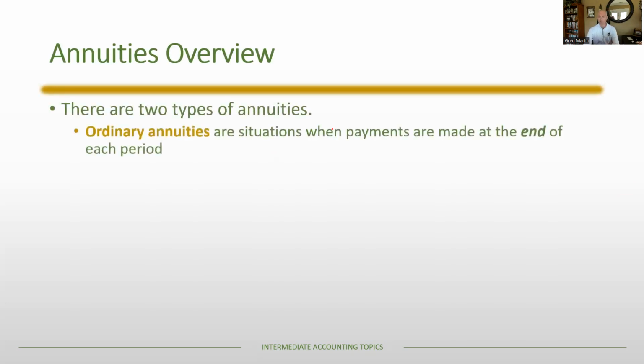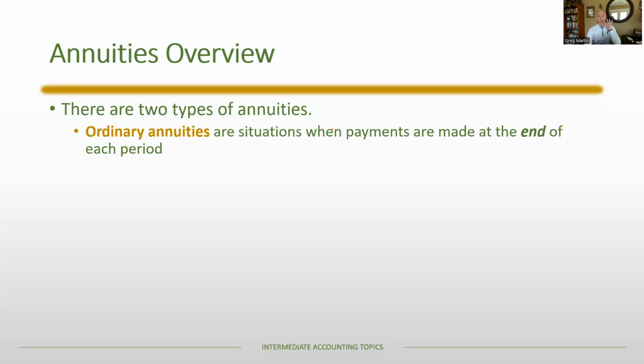First of all, there are two general types of annuities. First, there's what's called an ordinary annuity. Ordinary annuities are payments at the end of each period. So if we think about a 3-year annuity, an ordinary annuity is one where the first payment happens at the end of the first year, the second payment happens at the end of the second year, and the third payment happens at the end of the third year.